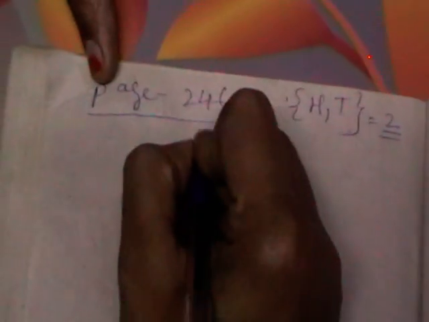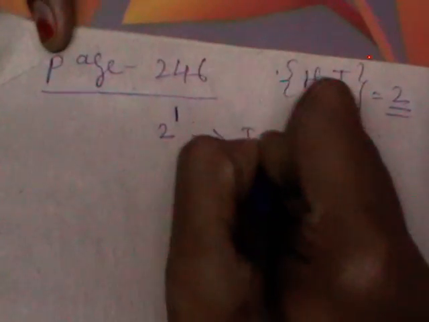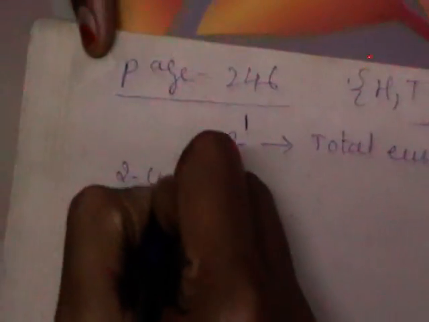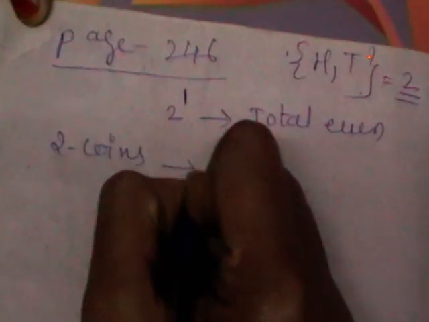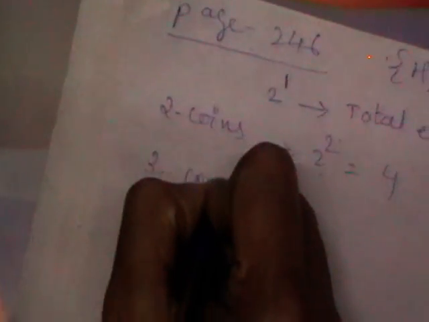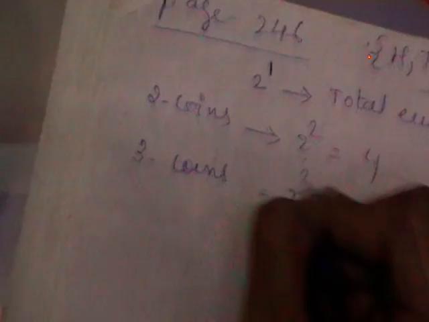What is that one? 3 unbiased coins are tossed. So when we toss a coin, what are the basic outcomes of a coin? Head, tail. So basically we have two outcomes. When you toss one coin, total will be 2 power 1. When 2 coins are tossed, or it is tossed twice, you will get 2 square as 4. When 3 coins are tossed, 2 to the cube, 8.